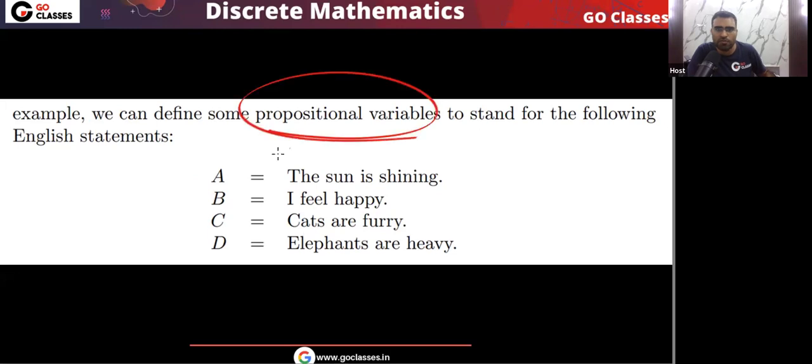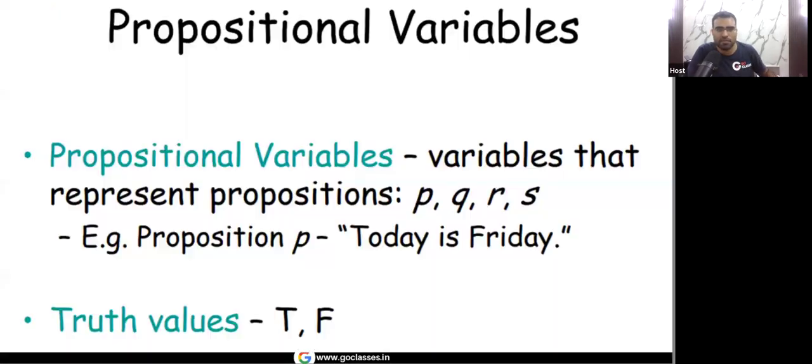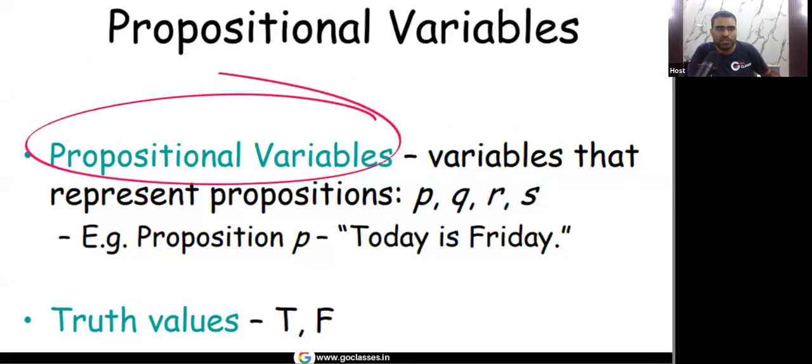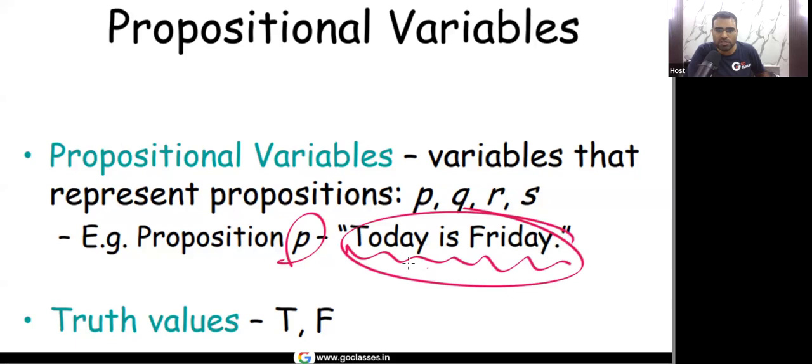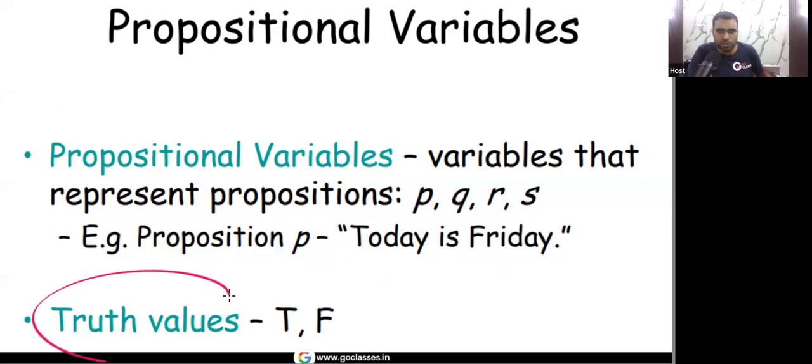So remember, propositional variables represent propositions. Very simple definition. So what is a propositional variable? This is a variable which represents propositions. For example, this variable P is a propositional variable and it represents the proposition today is Friday. So you can see this proposition is represented by this propositional variable. And what is a truth value?